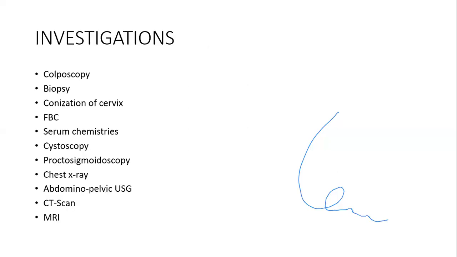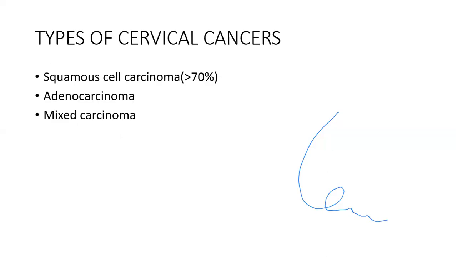So these are some of the common investigations we do. We run the basic labs, full blood counts, the chemistries, colposcopy or biopsy, can do a proctosigmoidoscopy, chest x-ray, abdominopelvic ultrasound, CT scan to help us know whether there's spread or the disease has affected other organs.